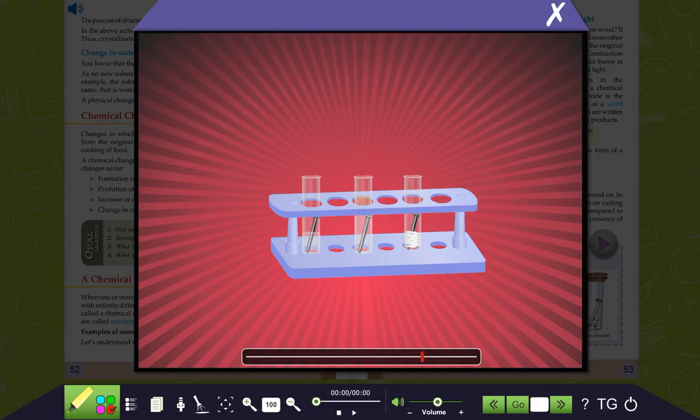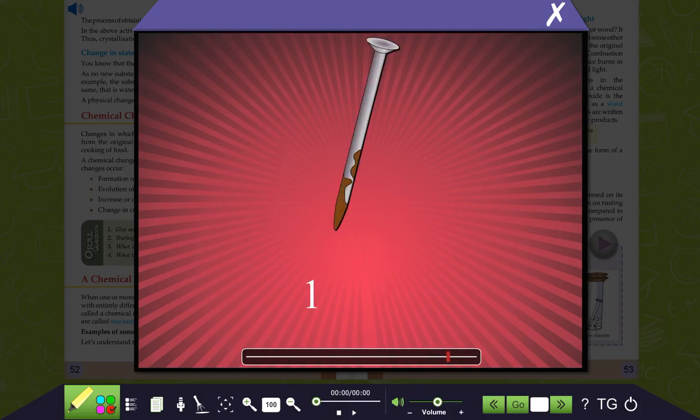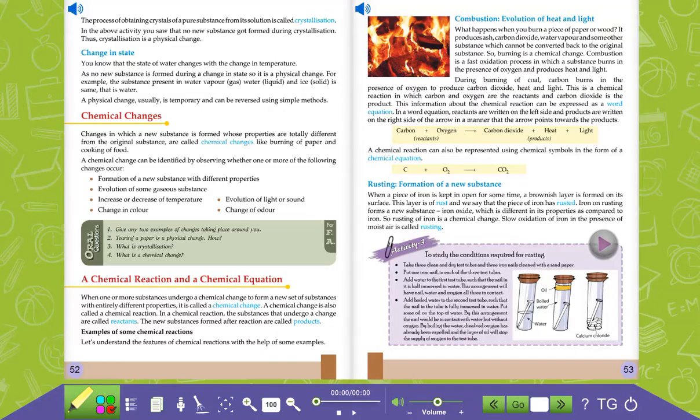You will notice a brown coating around the nail put in the first test tube. There will be no change in the nails of the second and third test tube. This is because the reaction has taken place only in the first test tube due to the presence of air and moisture. However, no reaction takes place in the second and the third test tube due to the absence of air and moisture respectively.